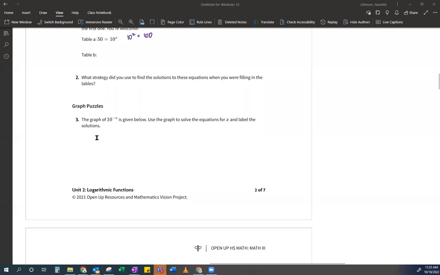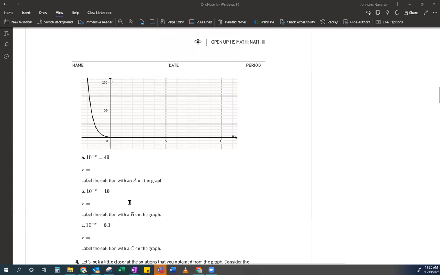All right. So this one says the graph of 10 to the negative x is given below. Use the graph to solve the equations for x and label the solutions. So this is very much like what we just did using Desmos a second ago. It says the graph of 10 to the negative x is given below here, and they want you to use this graph to find these answers.